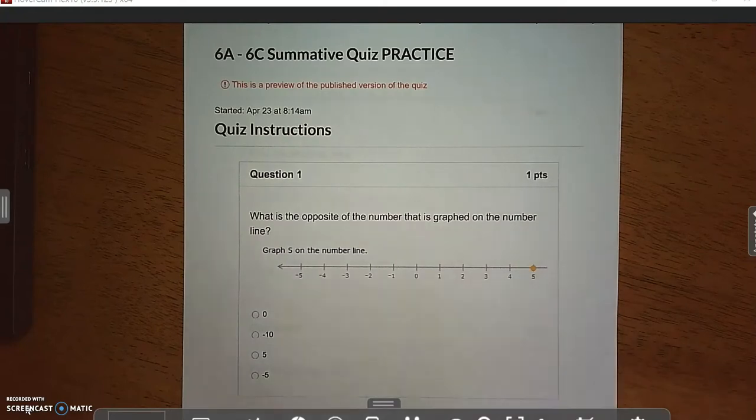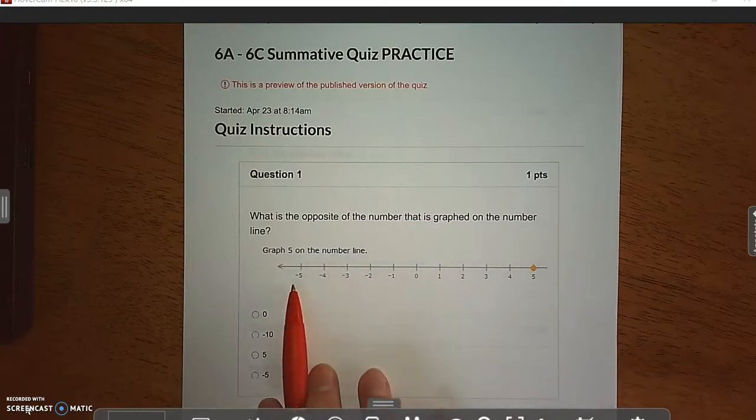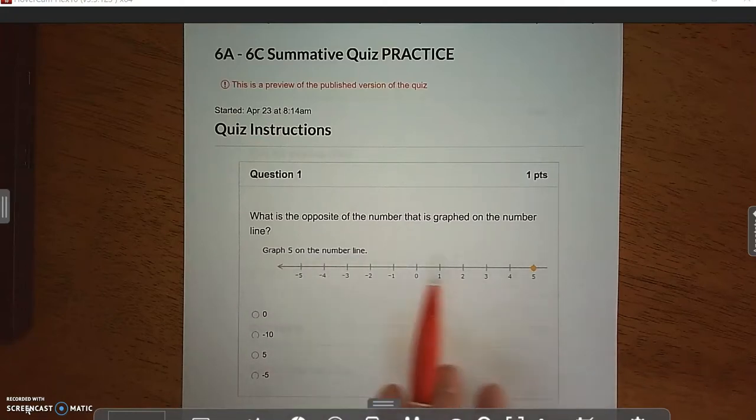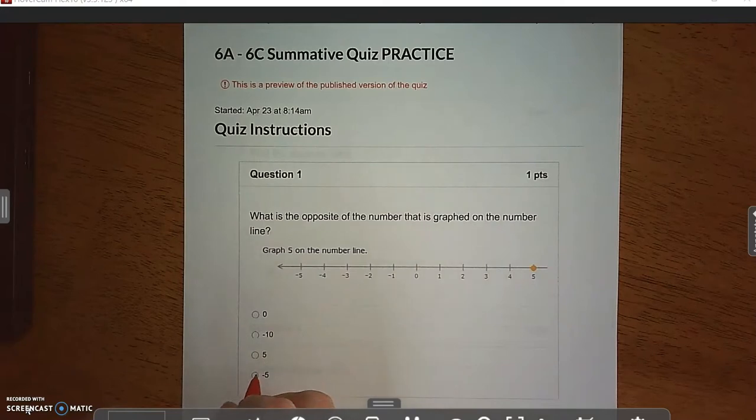All right, so our first question is, what is the opposite of the number that is graphed on the number line? So if we look at our number line, we see the point is at positive 5. And you might remember that opposites are positive and negative numbers. So the opposite of positive 5 would be negative 5. The opposite of positive 4 would be negative 4, and so on. So you should choose the negative 5 there.